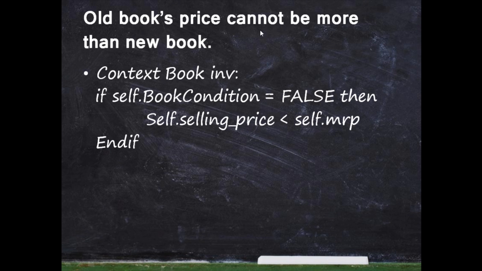Old book's price cannot be more than new book. When the book condition is false, meaning the book is old, then the selling price must be less than self.mrp. Self.mrp means the selling price of a new book.